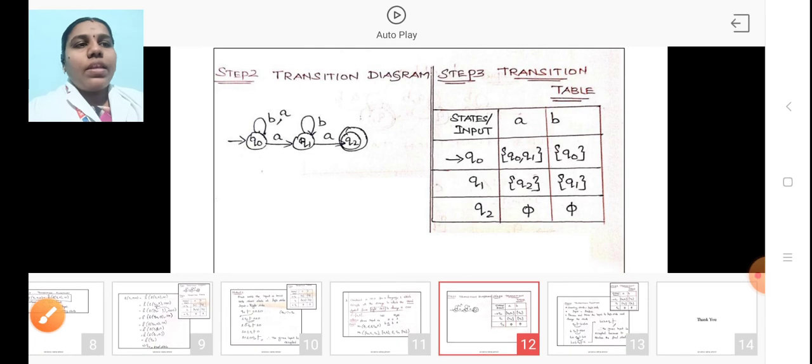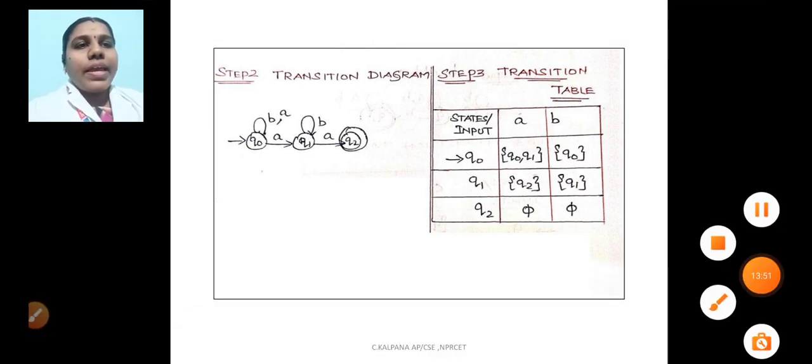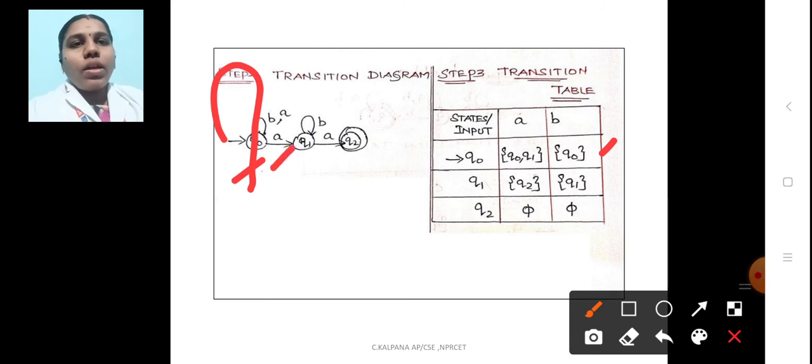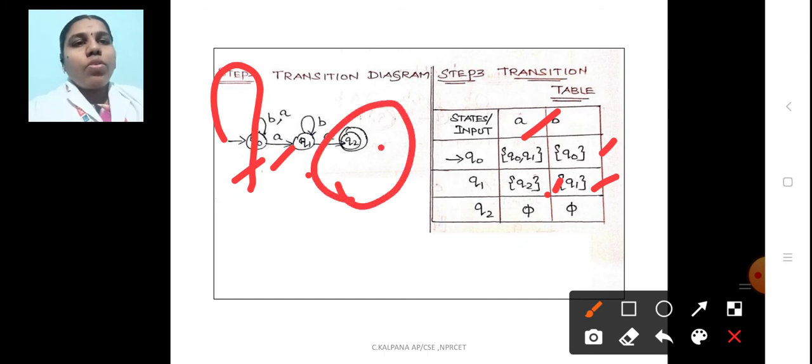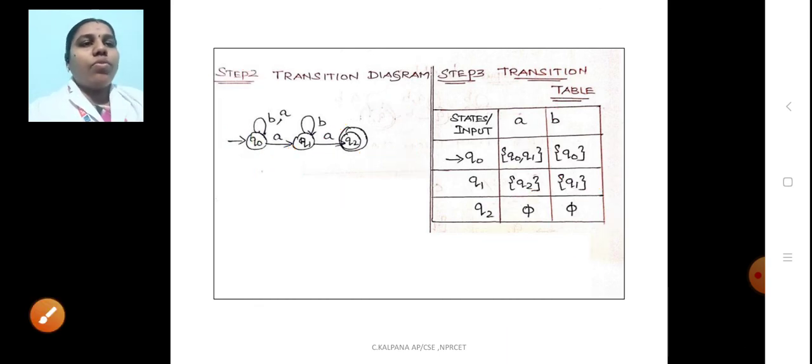Then draw the transition table for the diagram. Here Q0 to B is Q0. Q0 to A has two answers: one is Q0 and another is Q1. So write the two answers inside set brackets. Then Q1 to B is Q1, and Q1 to A is Q2. There are no transitions for Q2. If there is no input, you can mention this in the table, writing phi, meaning no states.